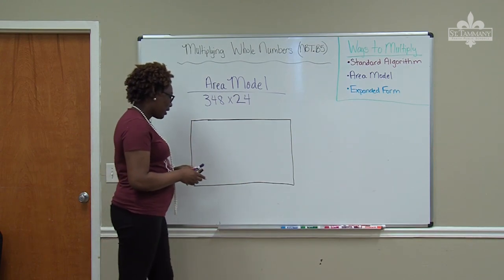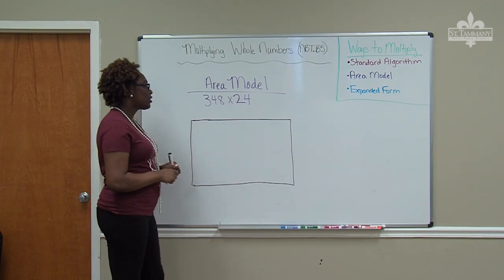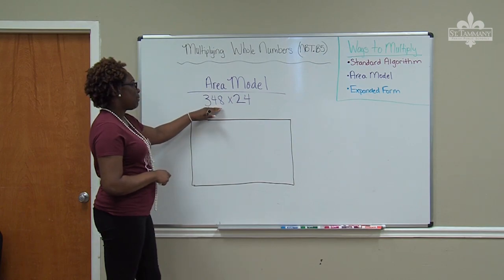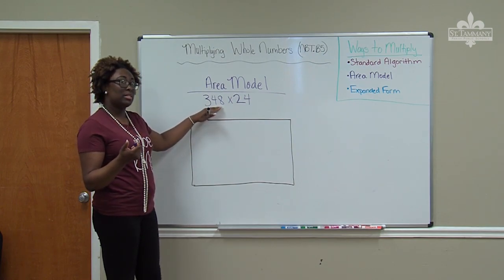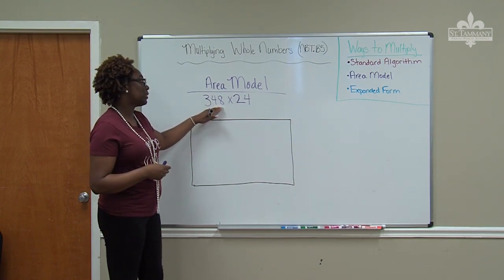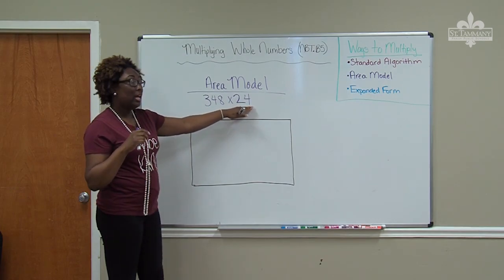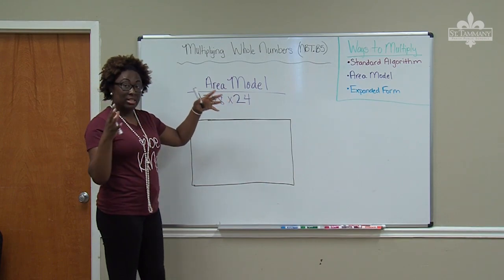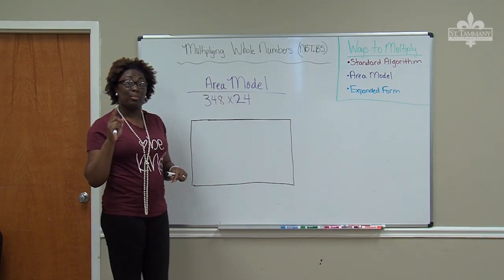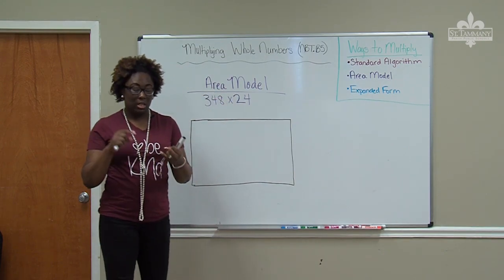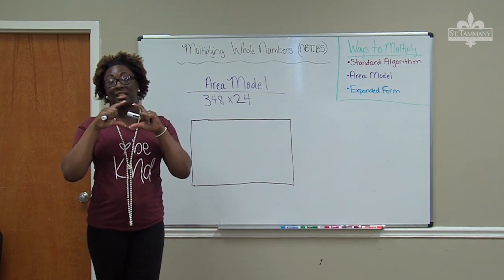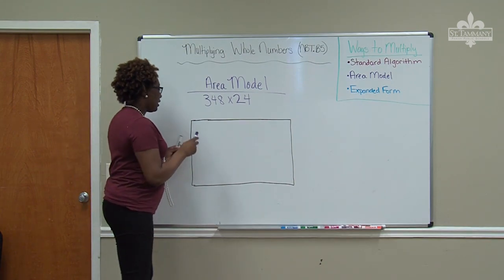So what am I going to do with this rectangle, Mrs. Singleton? Well, first of all, I'm going to go ahead and break down my first factor. How do I know it's a factor, Mrs. Singleton? Because we're dealing with multiplication. And the parts to a multiplication expression, we have a factor times a factor that's going to give us an overall product. Remember, parts to a multiplication equation, factor times a factor gives us a product.